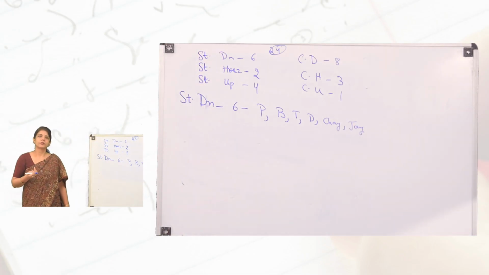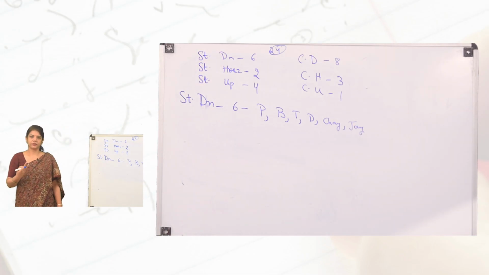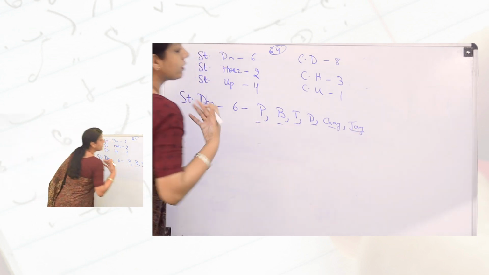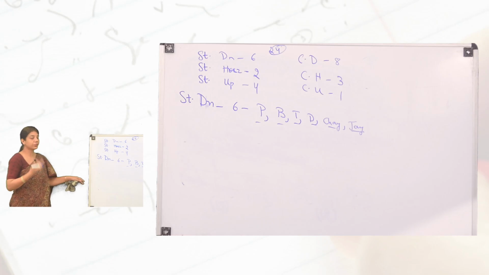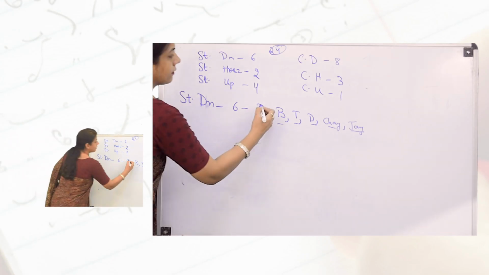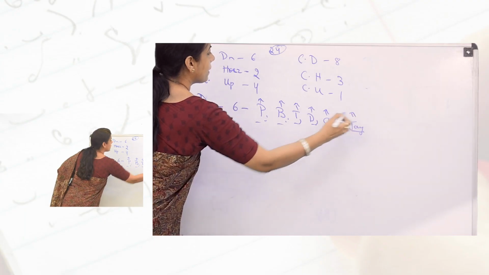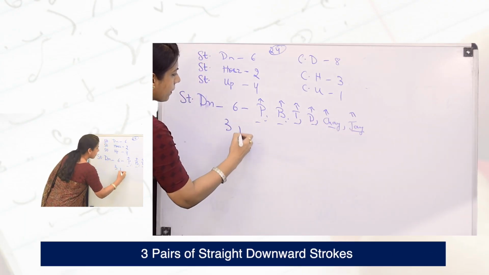P, B, T, D, Ch, J. So if you have noticed the pronunciation, these are 6 basically, but they are 3 pairs actually.